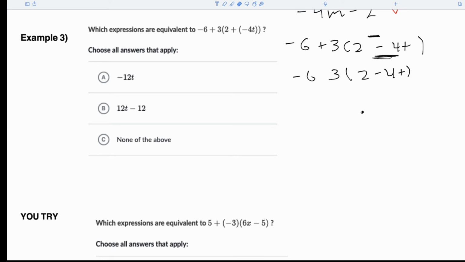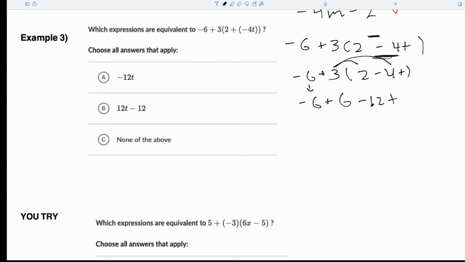Rewrite it like that. Can I combine the 2 and the 4t, Maddie? You can't combine them because they're different what? Yeah, they're different terms. One has a variable, one doesn't. So what can I do, Miles? You got it. Thanks for using that vocab word. 3 times 2 is 6. 3 times negative 4t is negative 12t. Bring down your negative 6. Negative 6 plus 6 minus 12t.